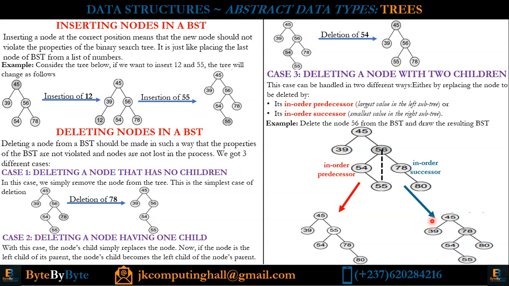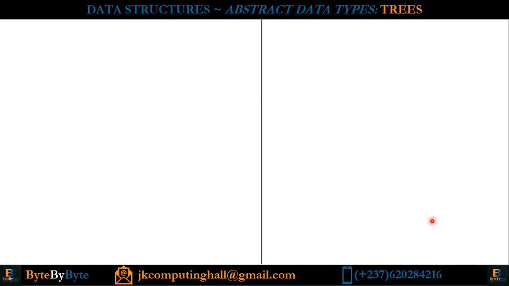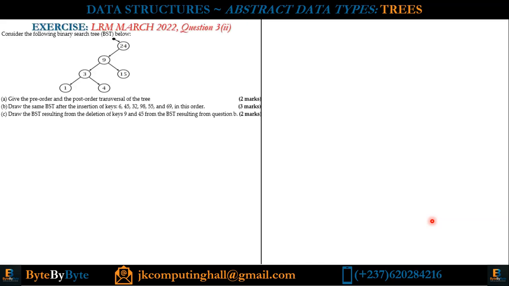In order to be sure that you understood this important concept, I would like you to go through this particular question, the Littoral Regional Mock 2022, question 3 sub 2. Consider the following binary search tree. This is the binary search tree you have, so this is our root, as you can see. Now they say give the pre-order and the post-order traversal of the tree for 2 marks. Draw the same binary search tree after the insertion of the keys 6, 45, 32, 98, 55, and 69. So they are indirectly asking you to add these keys here.